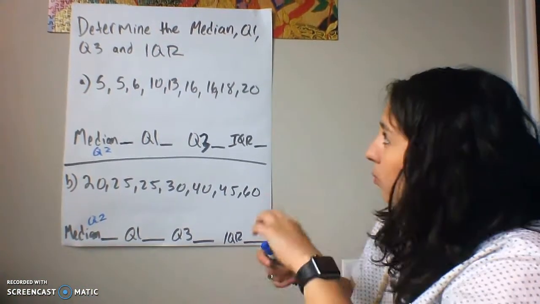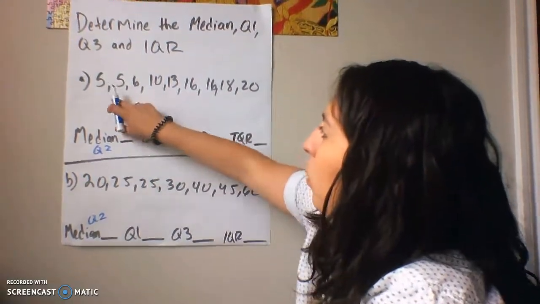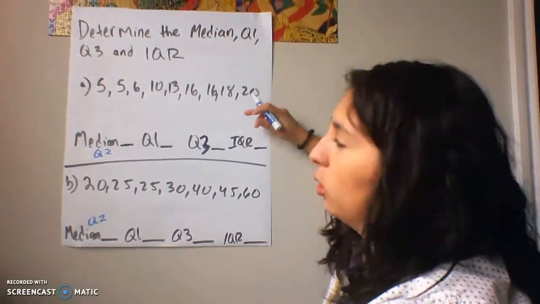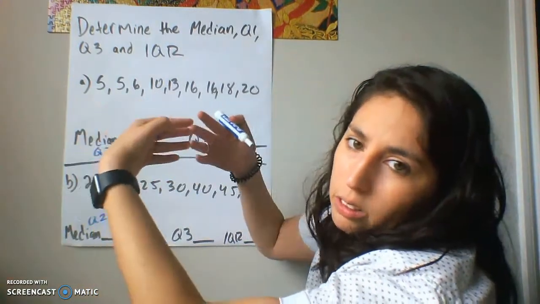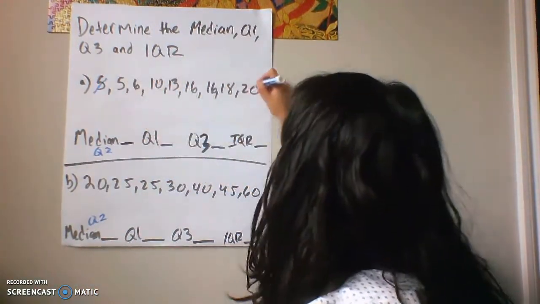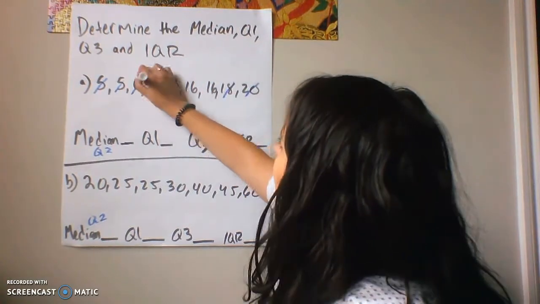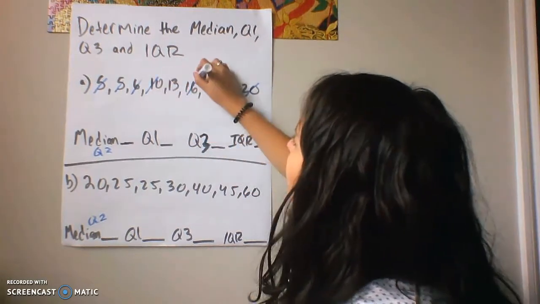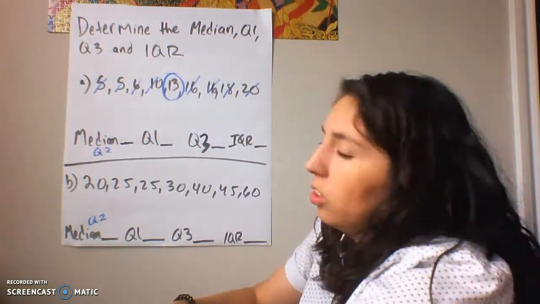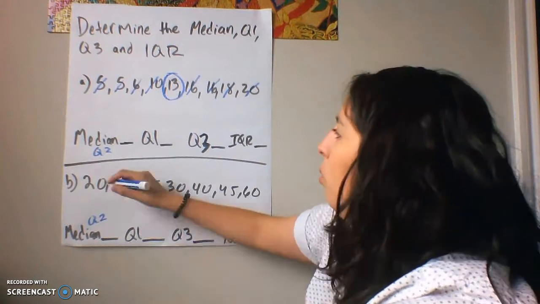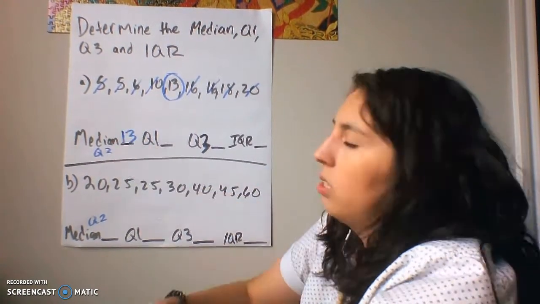So here we go. All right, so first thing is you want the numbers to be in order. They already are, so let's move on. To find the median, also known as Q2, we find the center. We do that by crossing off one at the beginning, one at the end, one at the beginning, one at the end, and I keep going until I'm left with just one or two values. When I'm done, I circle it. There is my median, or Q2. So I'm going to put 13.